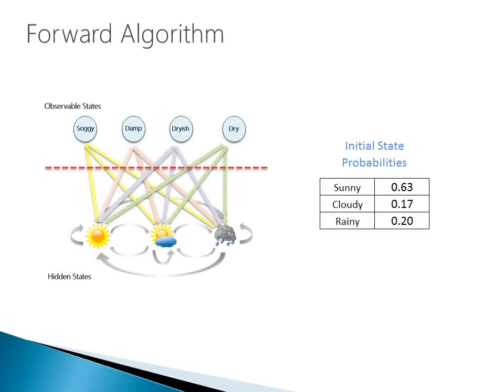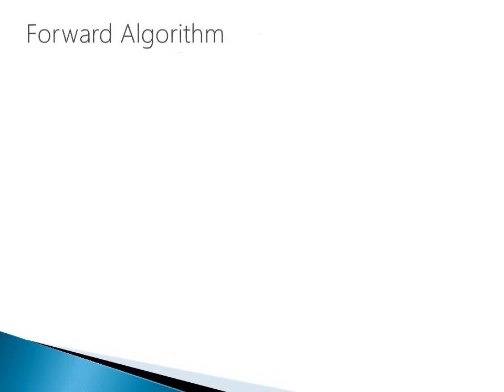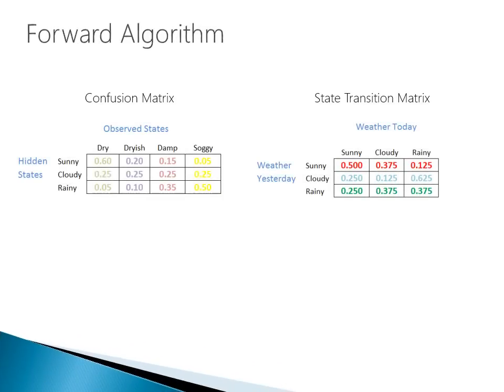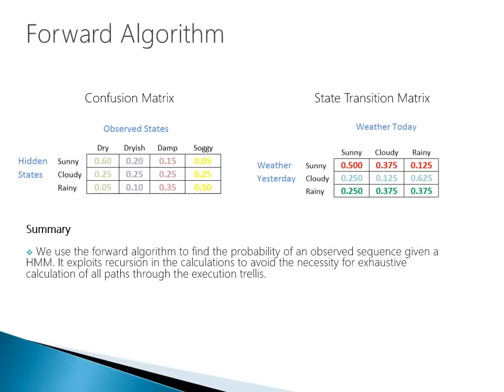So finally, we can visually represent this as we have to establish some initial state probabilities. What are the probabilities of sunny, cloudy, and rainy? And what are our observable states versus our hidden states? Once we do this, we can then create our confusion matrix and our state transition matrix. So in summary, we use the forward algorithm to find the probability of an observed sequence given a hidden Markov model. It exploits recursion in the calculations to avoid the necessity for exhaustive calculation of all paths through the execution trellis.